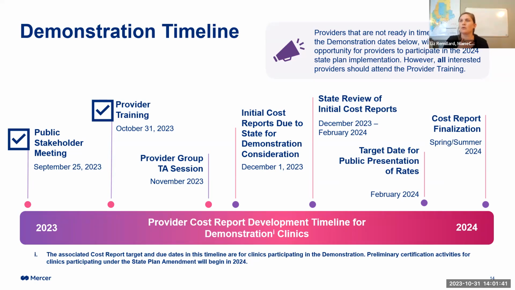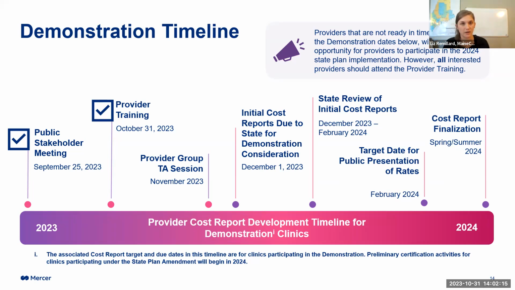As we shared in our September 25th stakeholder meeting, we are pursuing the Prospective Payment System 2, the monthly PPS. You just received the cost report training today on how to complete the cost report. We have some provider technical assistance sessions coming up, and the Mercer team is available to answer questions via email. You can reach out to the state CCBHC inbox throughout this month.